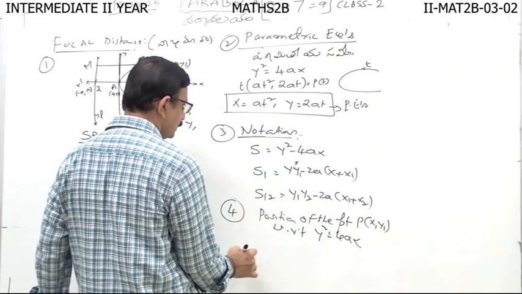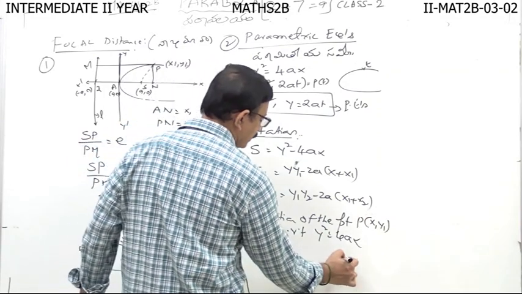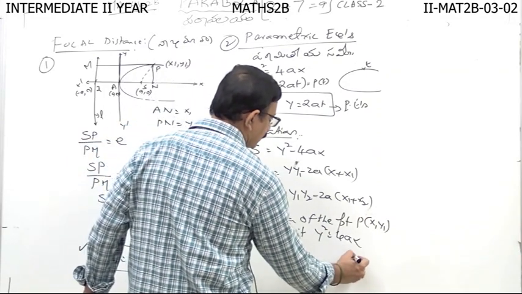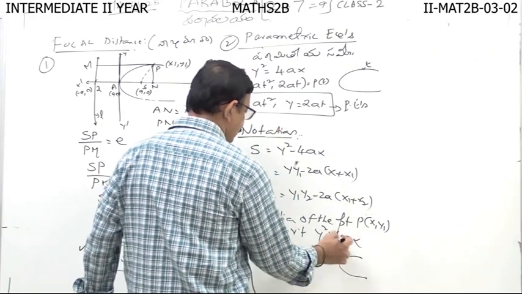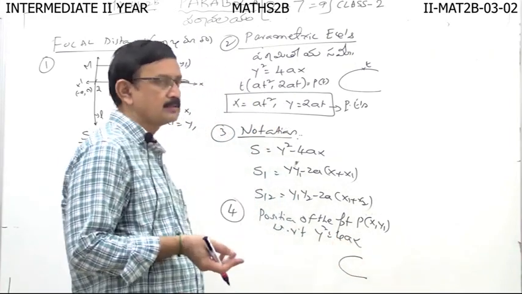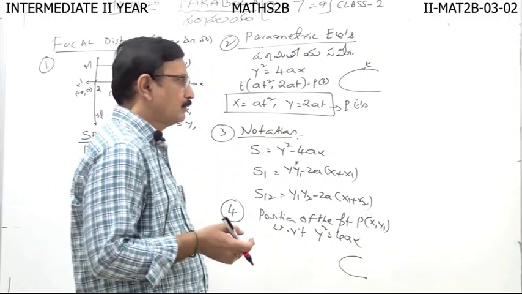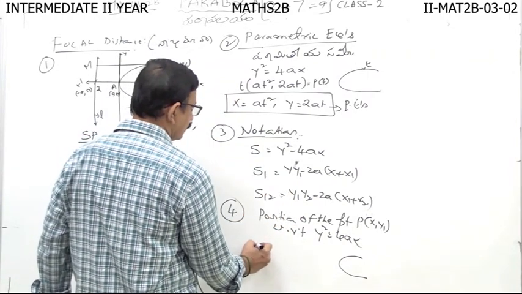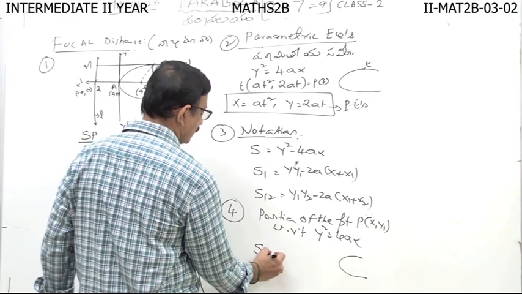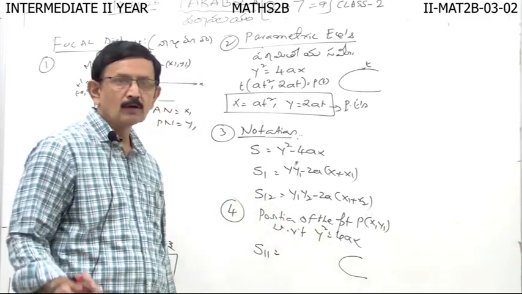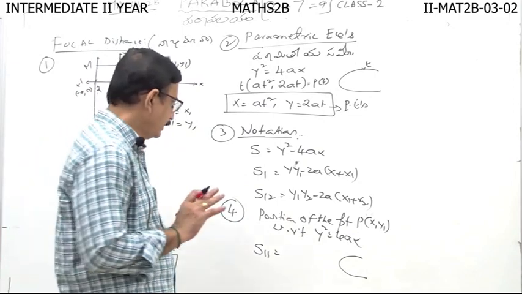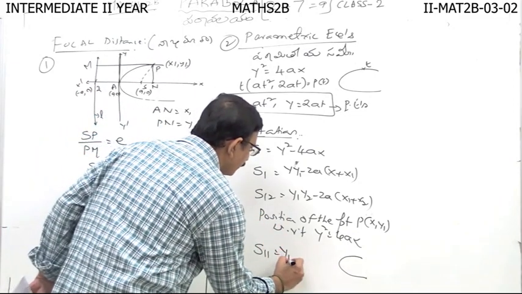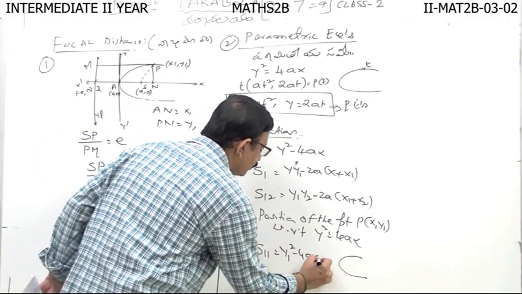If you take a parabola like this, where is this point P? What is the position? Where does it lie? That we will discuss now. Before that, what we have to do? First we have to calculate S11. What is the meaning of S11? Nothing but simply y1² - 4ax1.